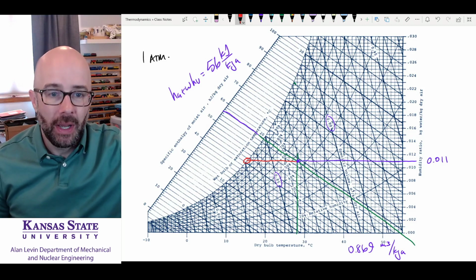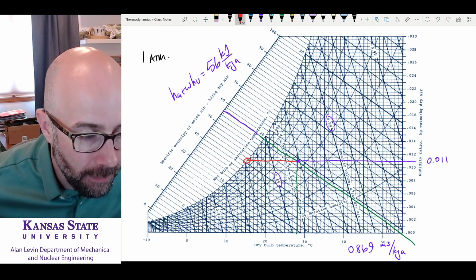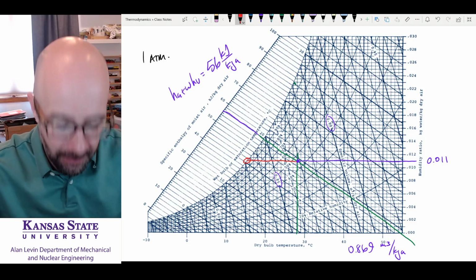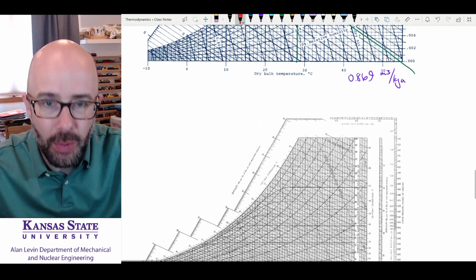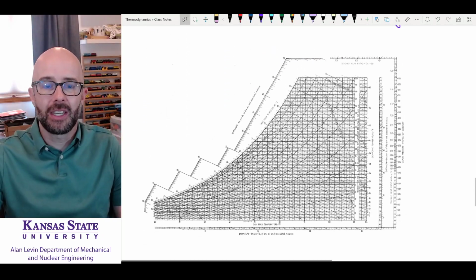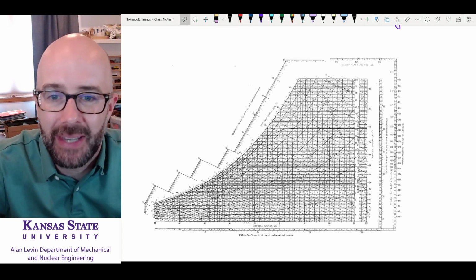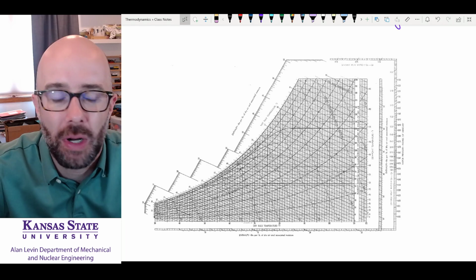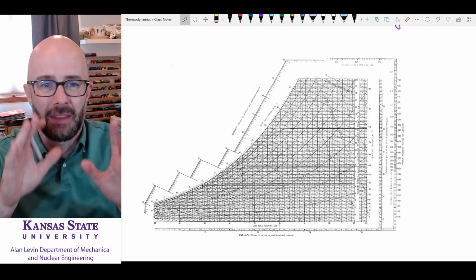So to end today, I want to mention one thing. We'll do some problems to end today, but there's another chart that I provided to you on Canvas, called the Trane Psychrometric chart. It's through the company Trane that makes air conditioning. It's a little bit different, maybe more complex chart, and we don't need to understand this chart.